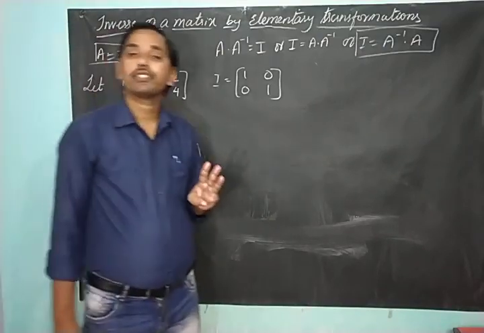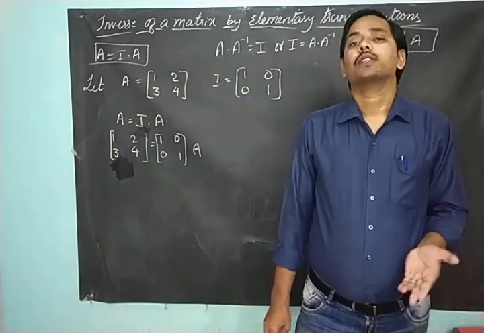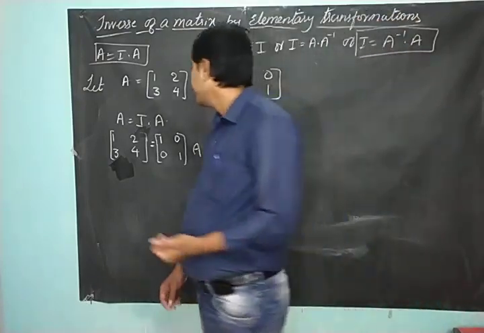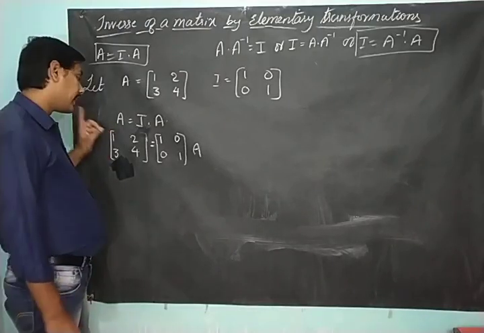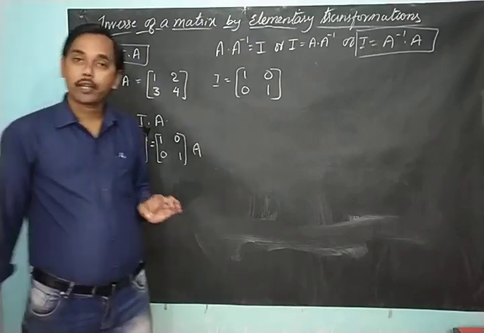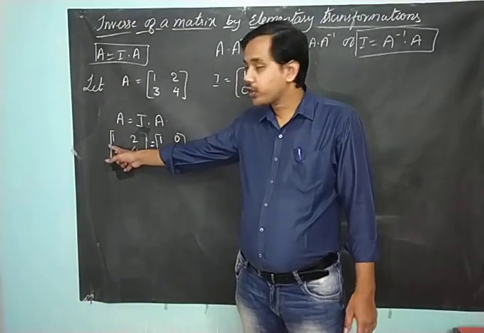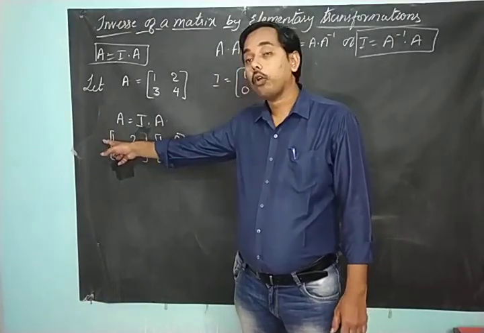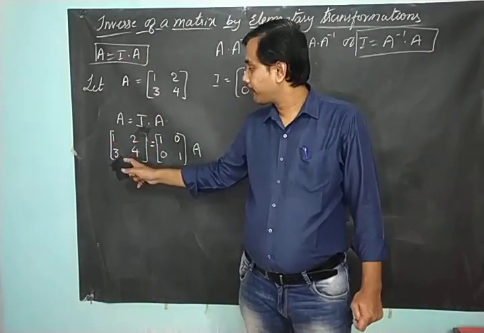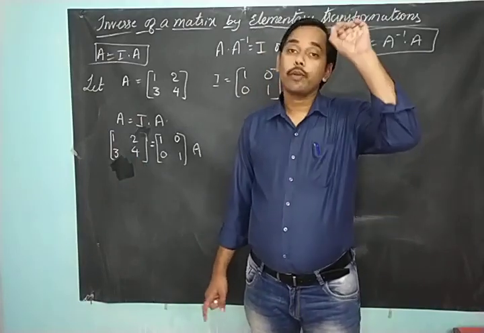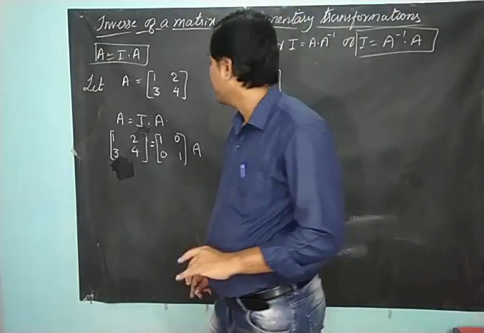The third transformation says that we can multiply any non-zero constant to some row or column and add it to some other row or column. So if I multiply 3 to the first row, and once again you should be very clear that any transformation you apply to a particular row will be applied to the entire row, not to any single element. If you apply a column transformation to any column, it will be applied to all the elements of the column.